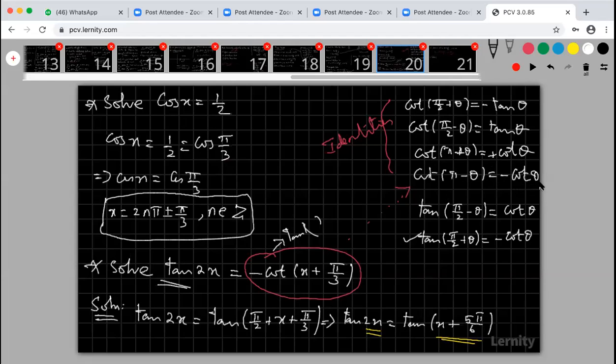You please see the identities, study the identities. The identities are very important. If you don't know the identities, it is not possible to solve problems. Please try to study all the identities. All are correct.